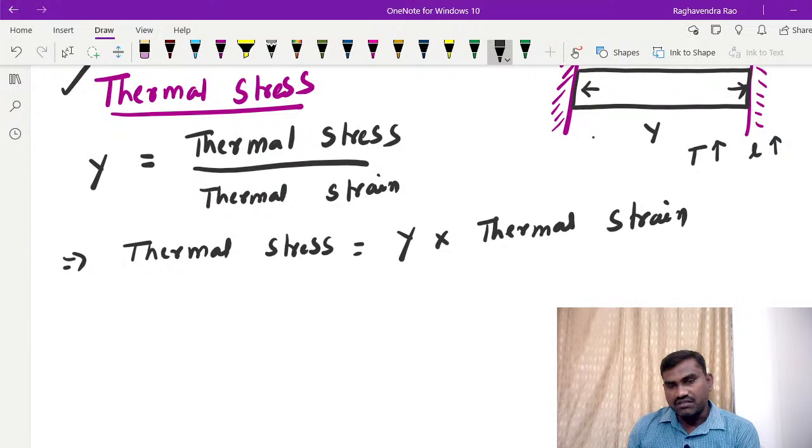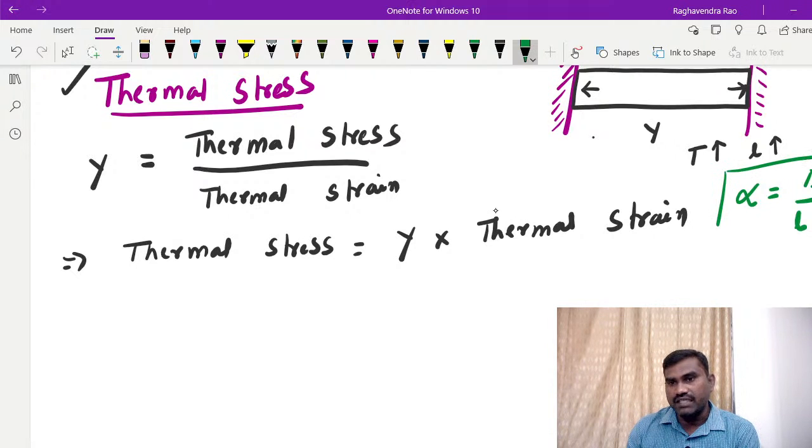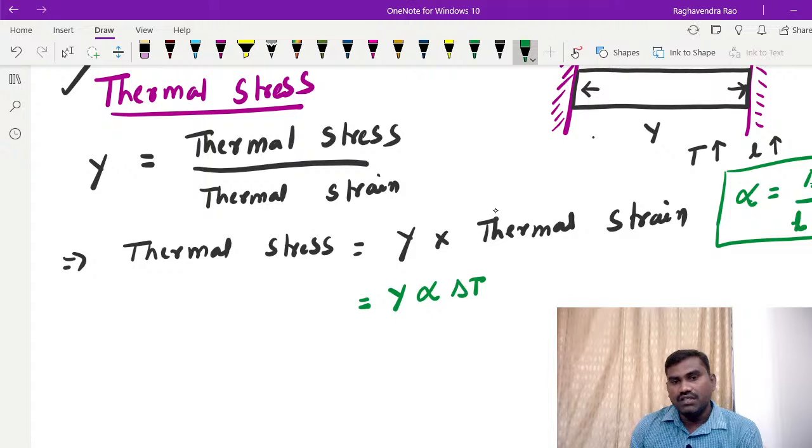Now to calculate this thermal strain, we have an expression called coefficient of linear expansion, represented by alpha. Alpha is equal to delta L by L into delta T. Regarding this coefficient of linear expansion, we may have discussed in the chapter of thermal properties of matter. Now strain is nothing but elongation by the original length. So delta L by L is known as thermal strain. In the place of delta L by L, we can write alpha into delta T. That is equal to Y alpha delta T.